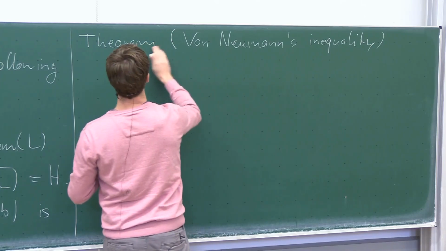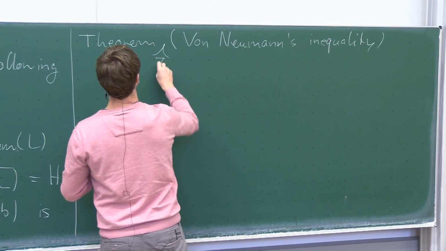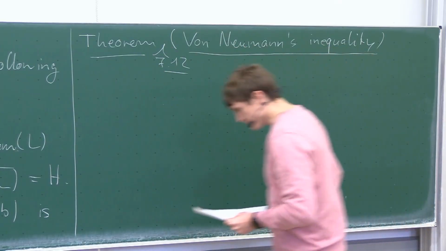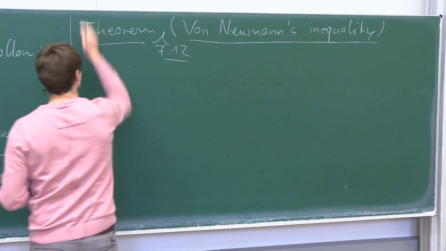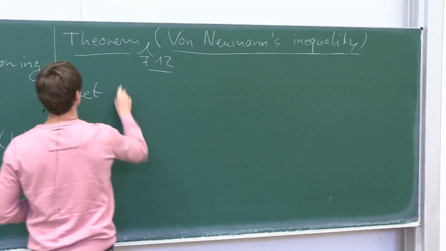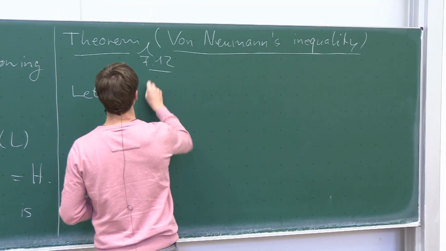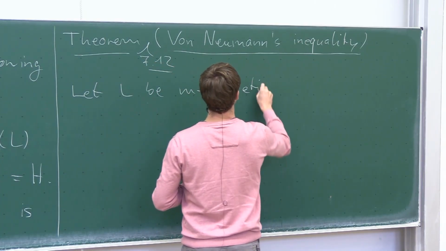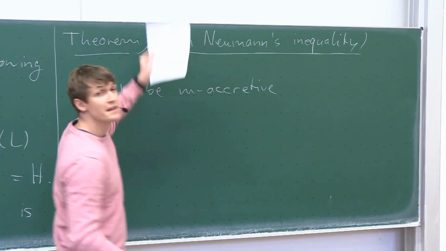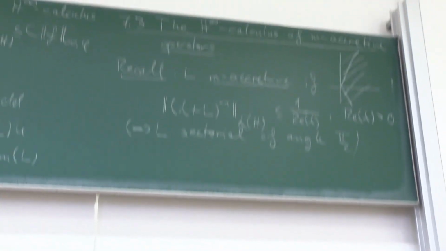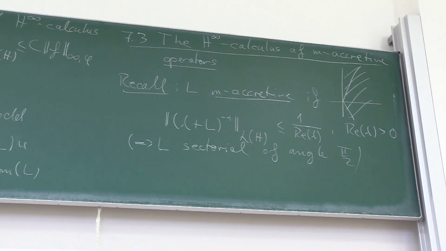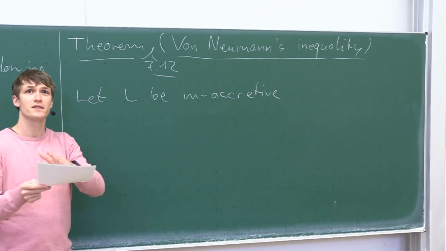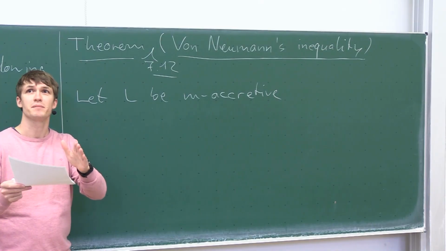This is Theorem 7.12. So let's say, let L be an m-accretive operator, and then we know that an m-accretive operator is sectorial of angle pi over 2, as I said at the beginning. So this means that we can plug L into some holomorphic functions which are defined on a sector of angle strictly larger than pi over 2, right?